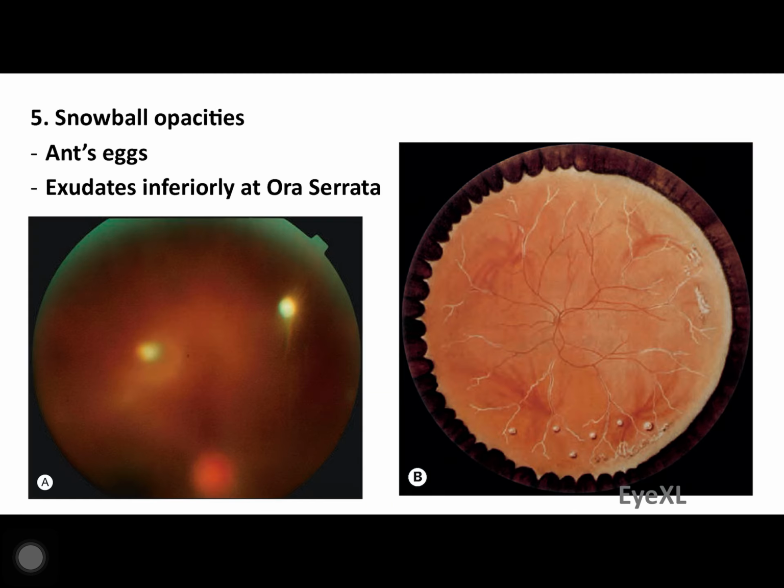The next sign is snowball opacity. Snowball opacities are also called ants' eggs. These are nothing but exudates which are present inferiorly at the ora serrata. So why inferiorly? Because of gravity. And why ora serrata? Because that is the area of intermediate uveitis that gets affected.